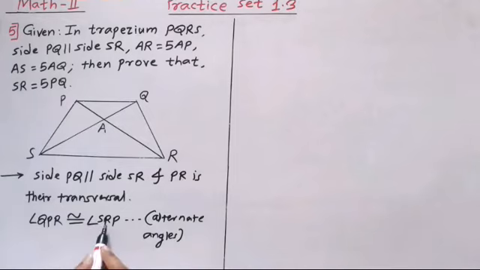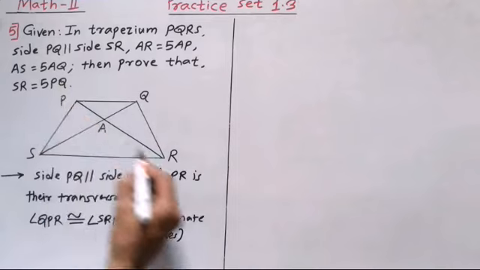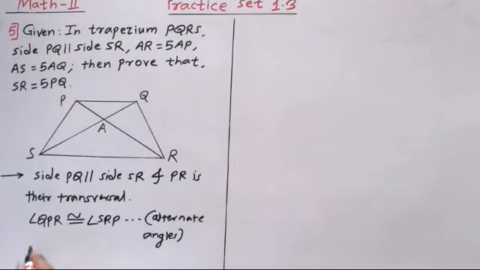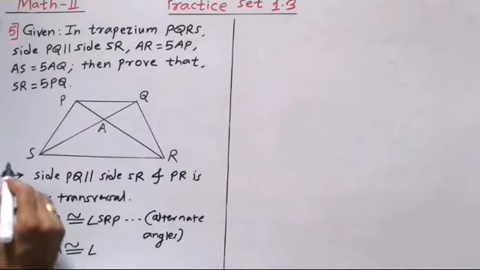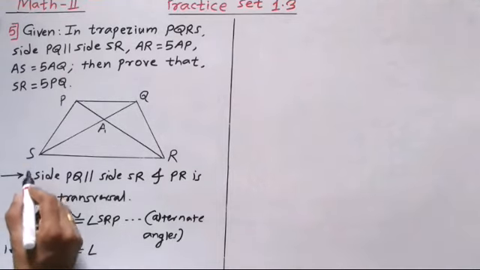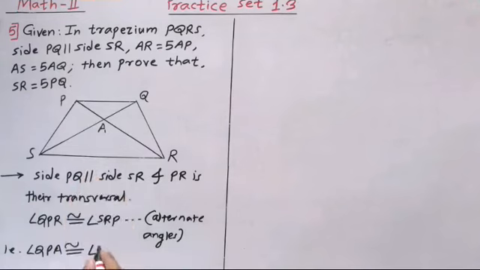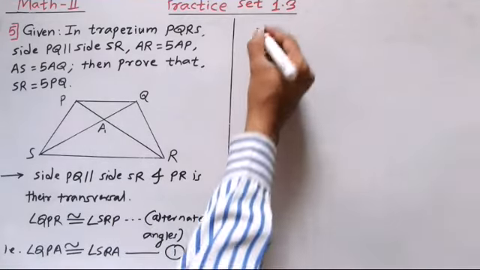The names of these two angles can be written in a different way, triangle wise. Angle QPR can be named as angle QPA. That is, angle QPA is congruent to angle SRP, which can also be written as angle SRA. Give this number 1. Now consider the two triangles.